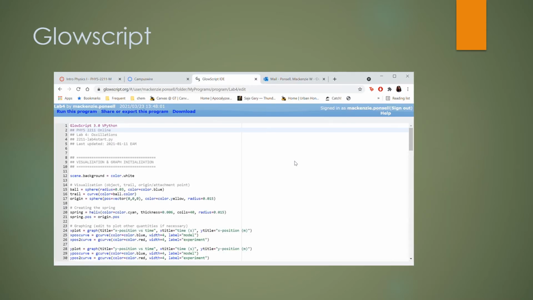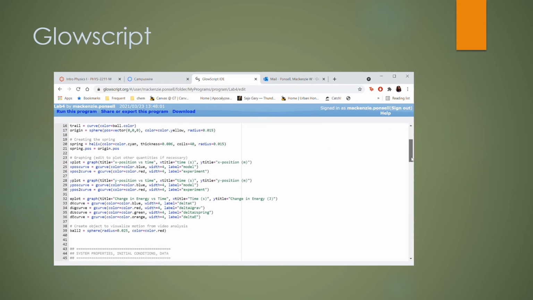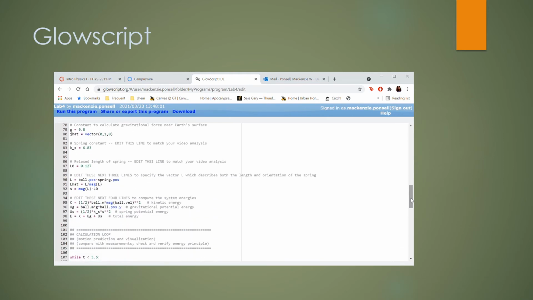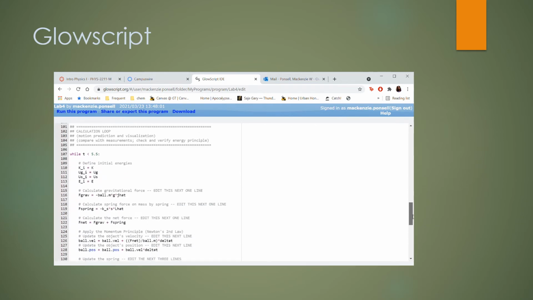This is the GlowScript code that will be used to find the computational model. We start with some initial conditions such as the ball's mass, ball position, and ball velocity. These can be found by the Tracker data. We then have the constants such as gravitational constant, spring constant, and other characteristics of the spring, as well as the calculations for the energies.